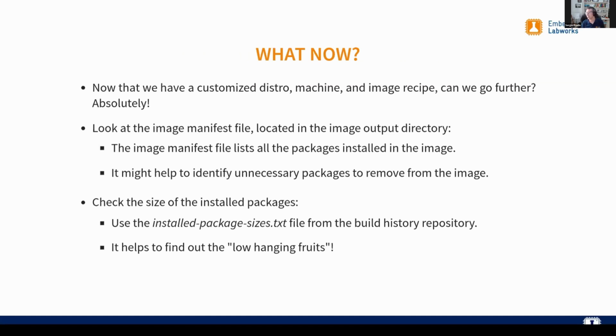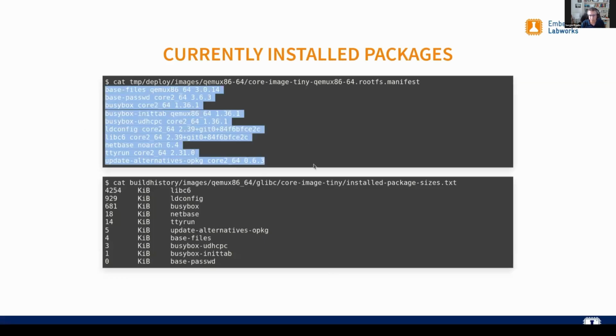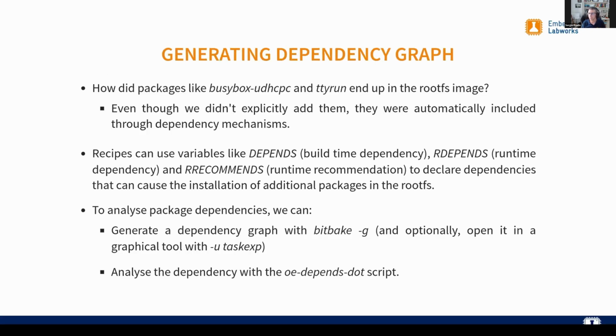Yes, we can. We can, for example, inspect the manifest file, the packages installed, and see what we have there. Can we remove something from here? I don't know. We will need to understand. For example, what is this ttyrun package? I didn't install it. Why is it there? Because of dependencies, right? So it goes to the image, not only the packages that you select, but also the dependencies of those packages. You have, for example, recipes that depend on other things, and then the dependencies are installed as well.